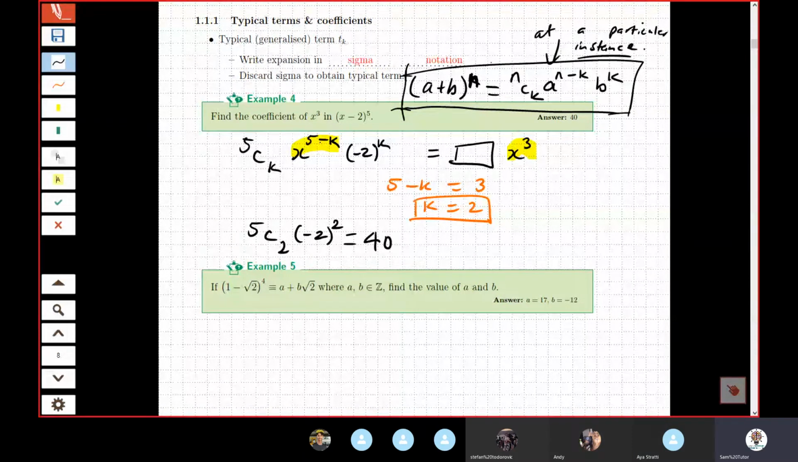If I sub in k equals to 2 into here, can you see you're going to actually get x to the 5 take away 3, 5 take away 2, which is 3. And then whatever else it's got in front of it would technically be the coefficient of x cubed. So it's a pretty powerful formula. Let's go back. Let's have a look.